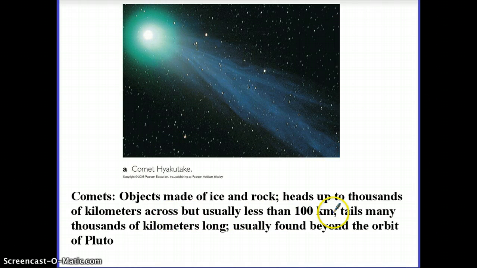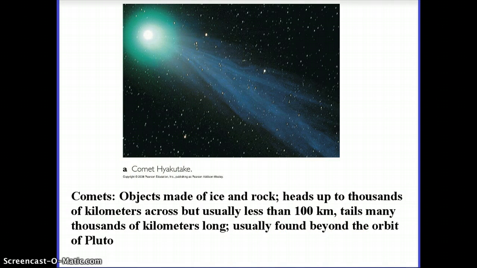Most of them are much, much smaller than that, but we found enough out there that are bigger that we had to think about reclassifying Pluto. The tails can be thousands of kilometers long, but they only get a tail when they come into the inner solar system and pass near the sun.